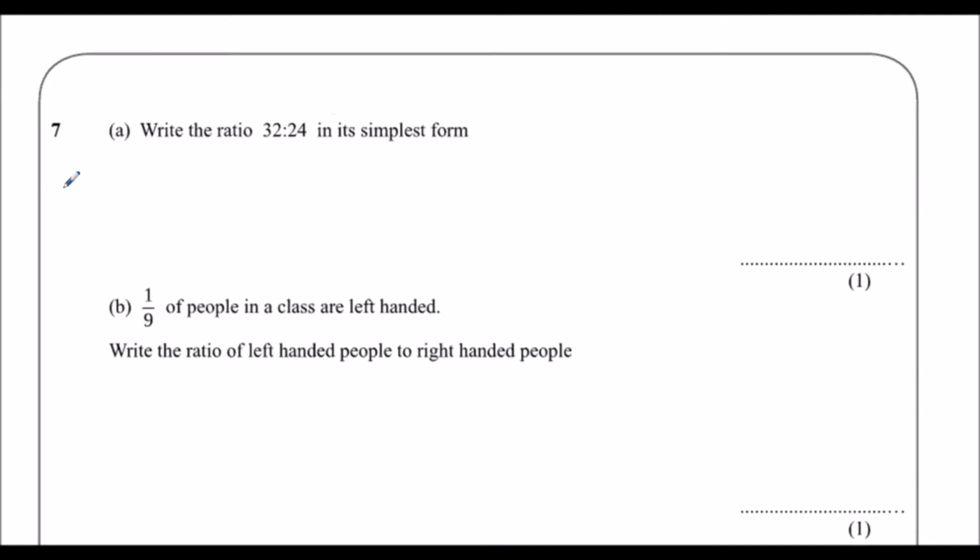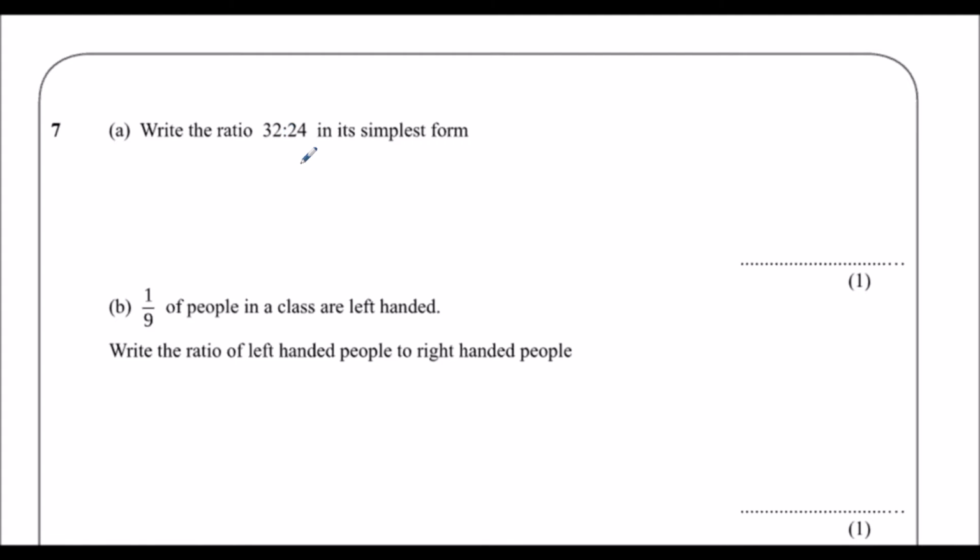Question 7. Write the ratio 32 to 24 in its simplest form. So we can't simplify the ratios on the calculator. We can do a fraction on the calculator, or we could just simplify it without using the calculator at all. So what times table are 32 and 24 in?